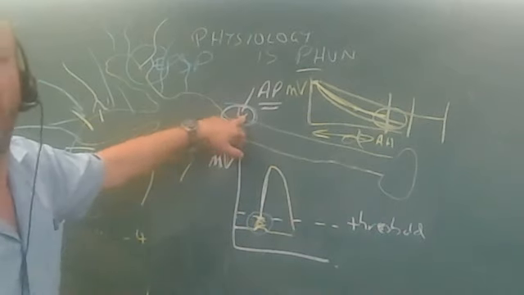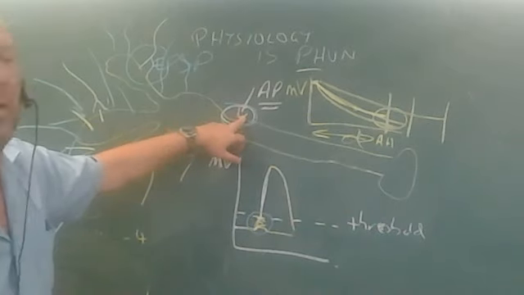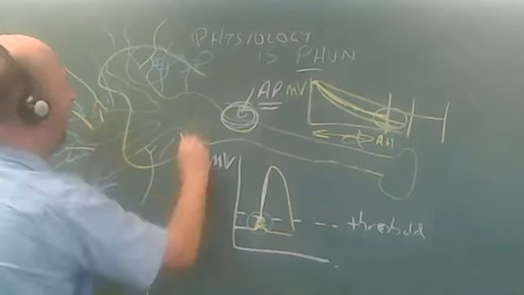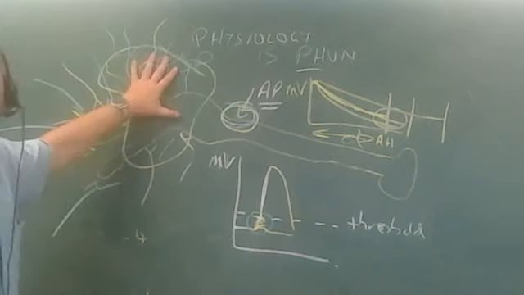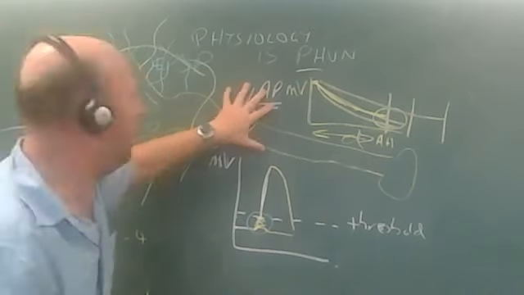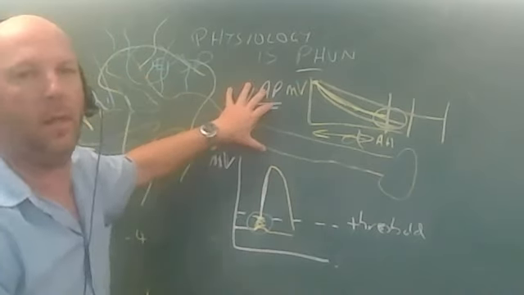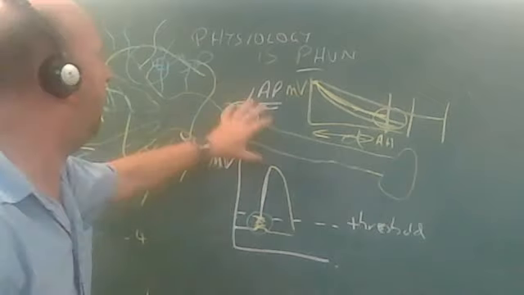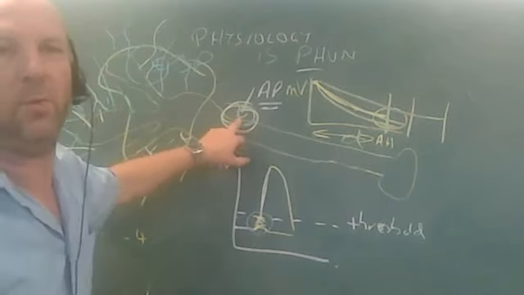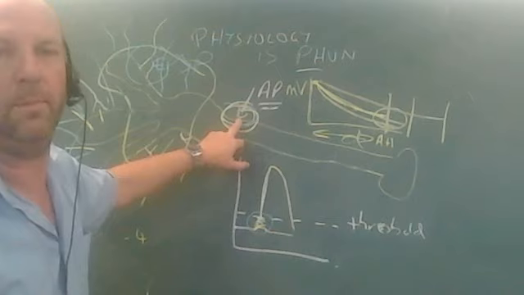Why do you get a production of an action potential at this point? What is different about the axon hillock compared to the rest of this area of the nerve? This area here doesn't have voltage-dependent sodium channels. This area does. And it's only in areas where you have voltage-dependent sodium channels that you're going to see the production of an action potential.